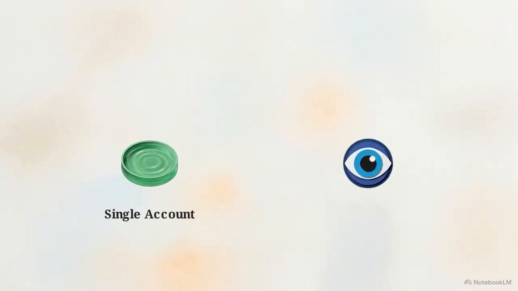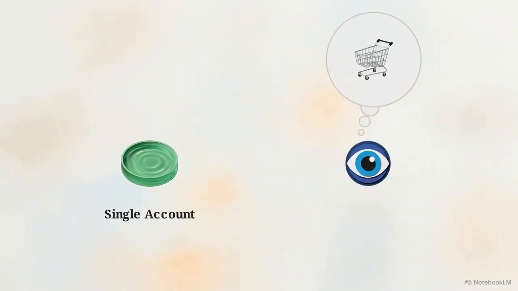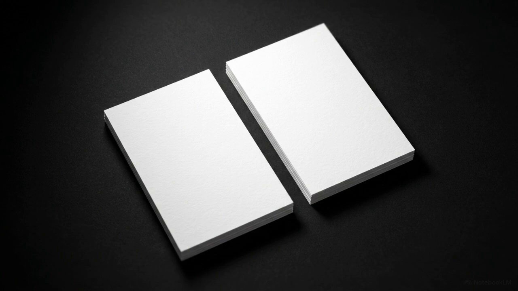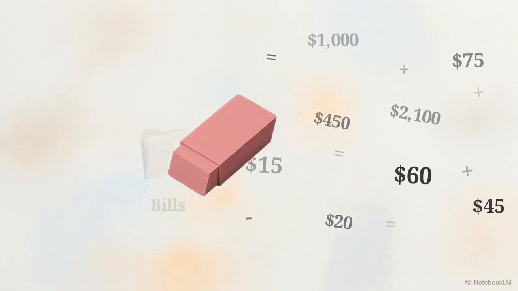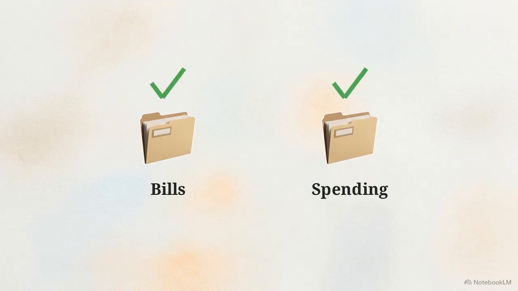As behavioral economist Richard Thaler found, humans are terrible at mental accounting. If your cash sits in one pile, your brain treats it as one giant pool of spending money. Over the next 5 minutes, we are going to build an automated 2-account system that removes this mental math entirely and stops overspending by design.